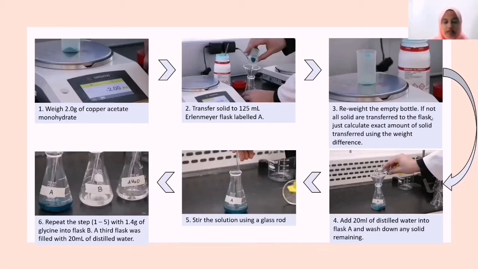Next, in flask A, add 20 ml of distilled water and wash down any solid remaining in the funnel. Stir the solution using a glass rod. Then we repeat steps 1 to 5 with 1.4 grams of glycine into flask B. And a third flask was prepared by filling it with 20 ml of distilled water.